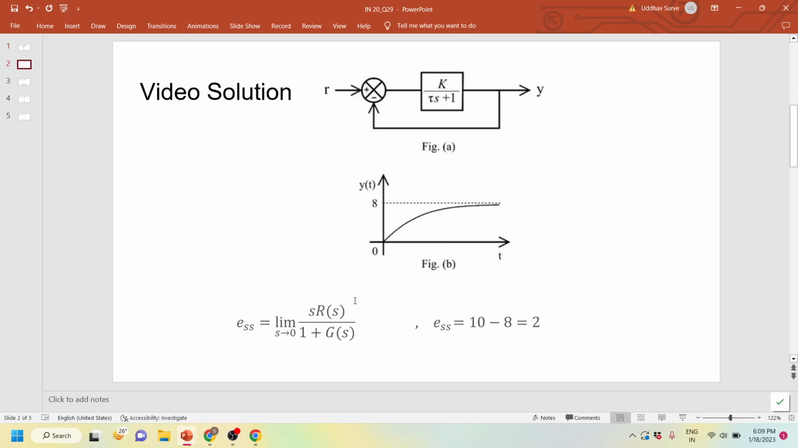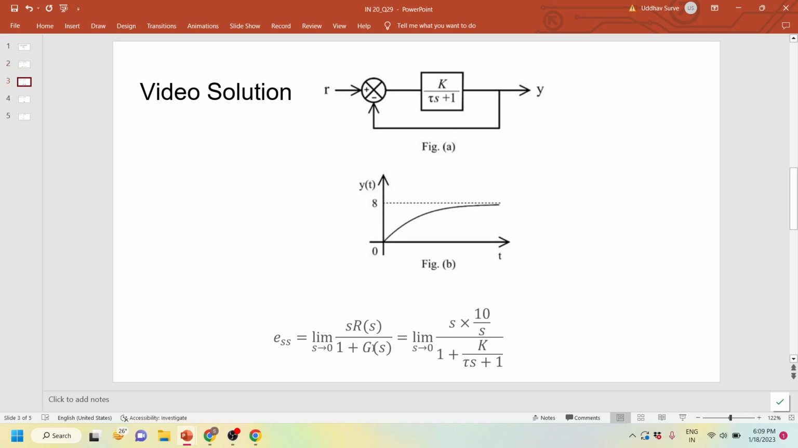Okay, so as we know, in the previous week or the week before that I had taken a detailed derivation of the steady state error, how it comes: ESS is equal to limit s tending to 0 s r of s upon 1 plus g of s, where g of s is k upon tau s plus 1, and ESS, basically its steady state error, is 10 minus 8. Basically 10 is the reference which is given in the question, and 8 is the final value. So steady state error is 2.